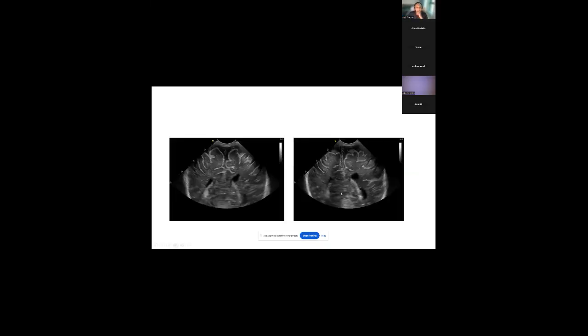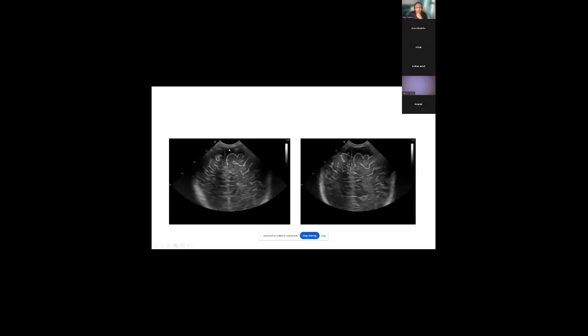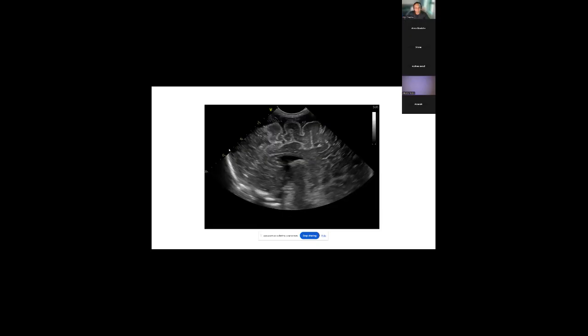And this is just like the choroid plexus. And you can see how prominent the extra-axial space is. And that's it. Brilliant. The last one. Definitely increased extra-axial space. You can see the sulci and gyri so well.